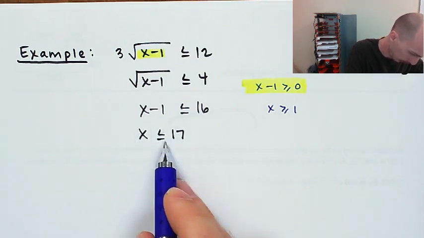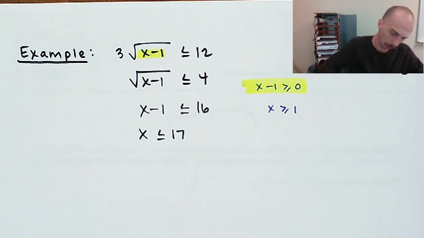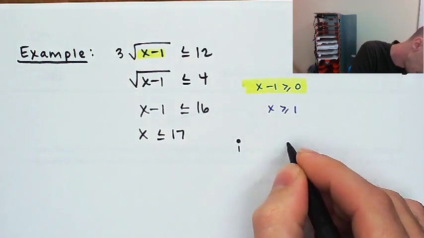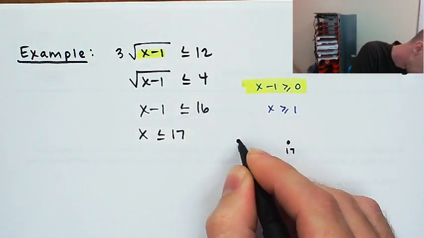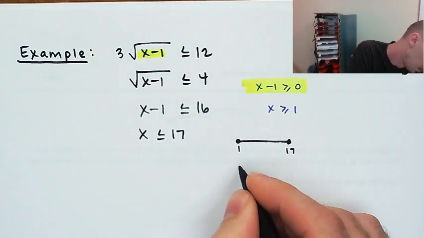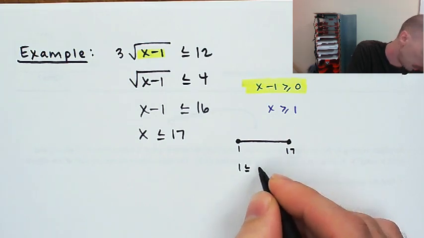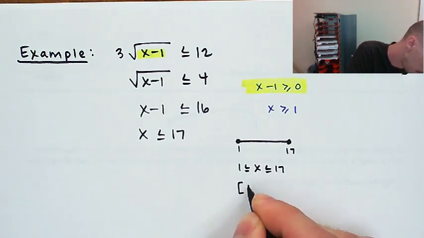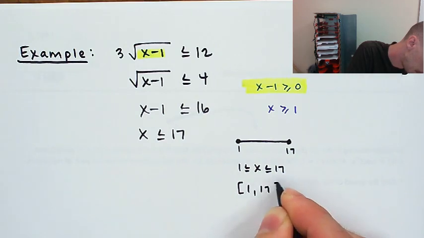So x is less than or equal to 17, and it's greater than or equal to 1. So that's from 1 up to 17, including both endpoints. We could write this as an inequality, 1 less than or equal to x less than or equal to 17, or we could write it as an interval, 1 to 17.